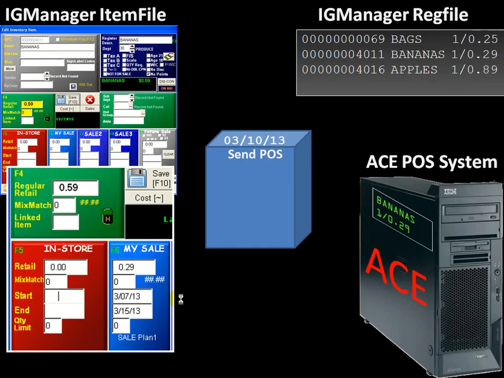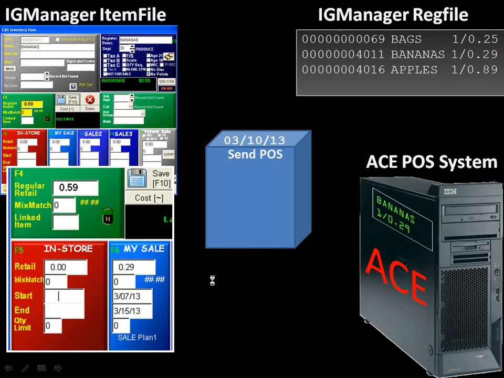Now let's look at what happens while that item is on sale, which in this example we're going to pretend is the 10th. Everything's okay. We start out with the register, the bananas selling at 29 cents. We know we last sent 29 cents and everything's copacetic. Nothing has changed over here.